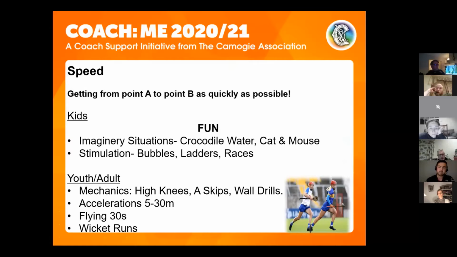So looking at speed then, really it's getting from point A to B as quick as you can, and everyone wants it. Everyone wants to be quicker in camogie or any of our GAA field sports. So how can we go about trying to improve it?